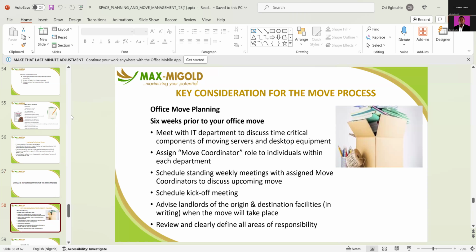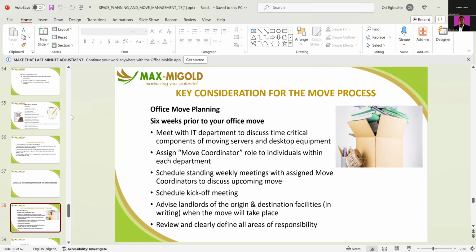The last module, 6: Key considerations for the move. Once the move is to happen, there are things that need to be done, and most of the time we suggest that 6 weeks before the move, the planning should have started and people should be aware. In fact, you should start drumming it regularly.